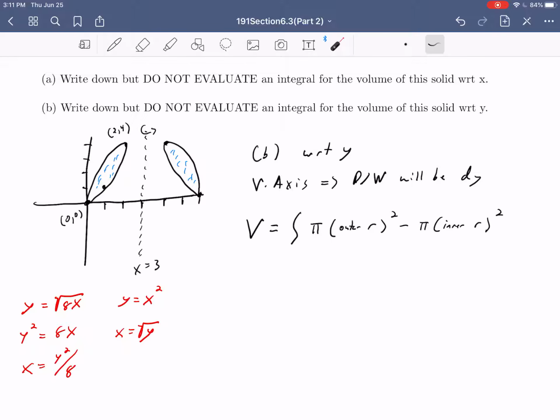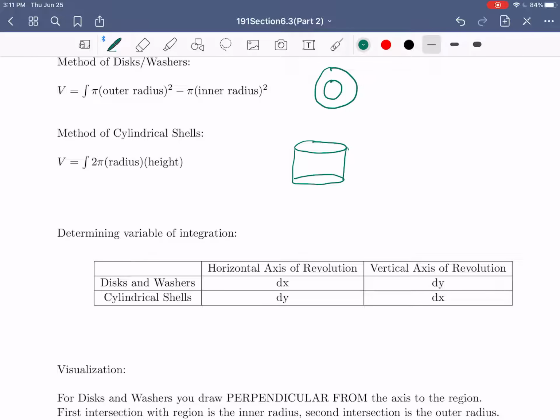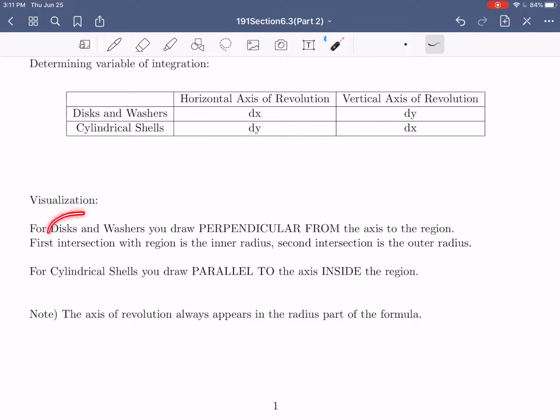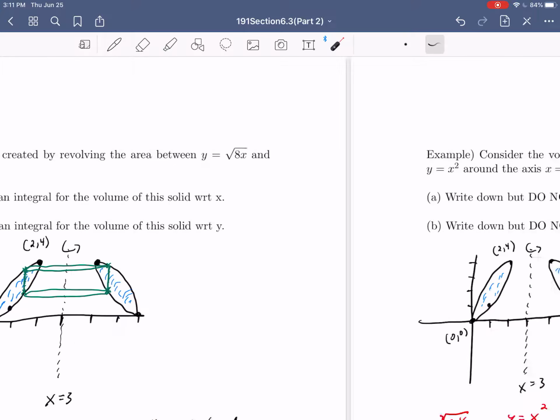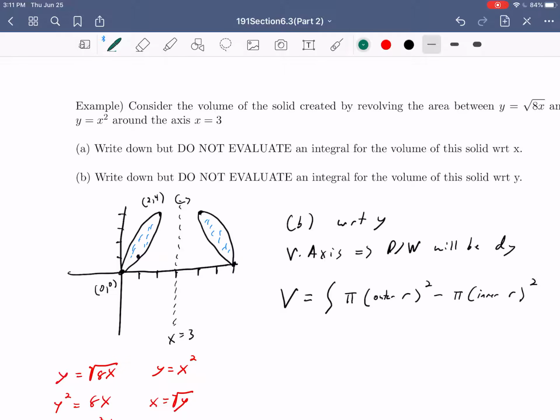All right. Let's go ahead and draw in what's creating our disks and washers. So if we go back and check visually for disks and washers, what you want to do is draw a perpendicular from the axis to the region. The first intersection is the inner radius, second intersection is the outer radius. So let's find ourselves on our axis here. Just choose a random value. Notice that the random value would be a random y value, right? Because we could choose anywhere up here or down here. Then we draw perpendicular to our axis, so we're drawing horizontally to our region.